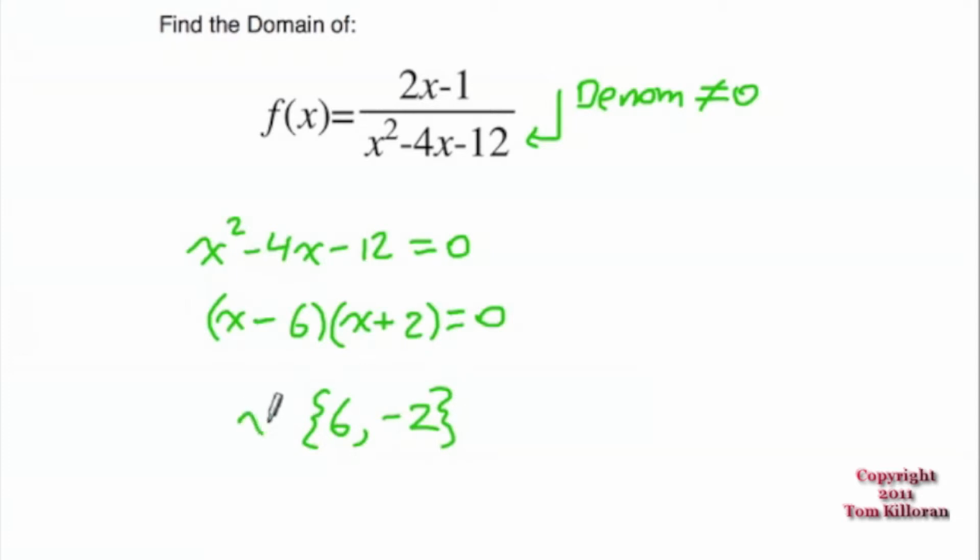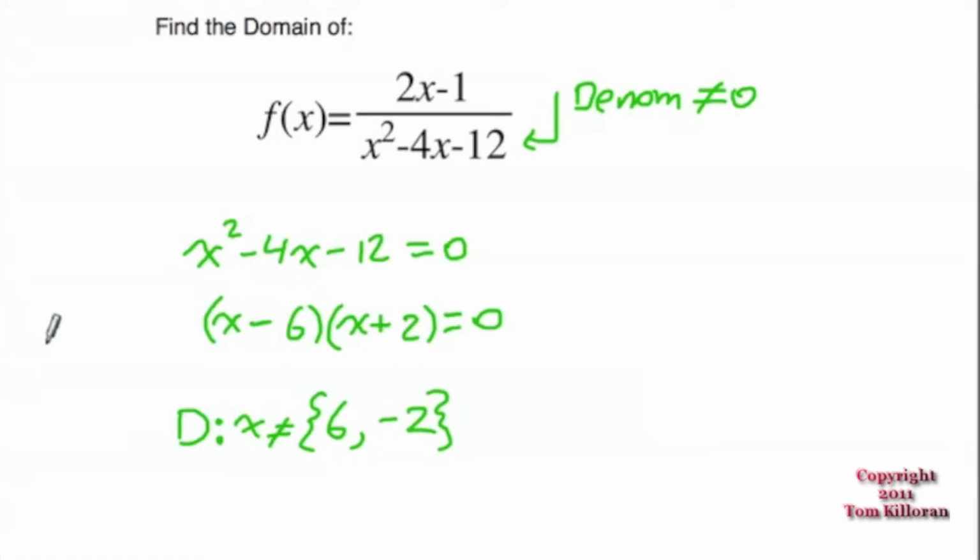And because these are what force the denominator to equal 0, we're going to say that the domain, and I'm going to write it this way, where x's cannot equal these two numbers is what we're looking for. The domain of this function, domain of f of x, is where x is not equal to 6 and negative 2. Now, explicit notation to write the answer out so it includes all the possible answers except for 6 and negative 2 would be to write it in interval notation.